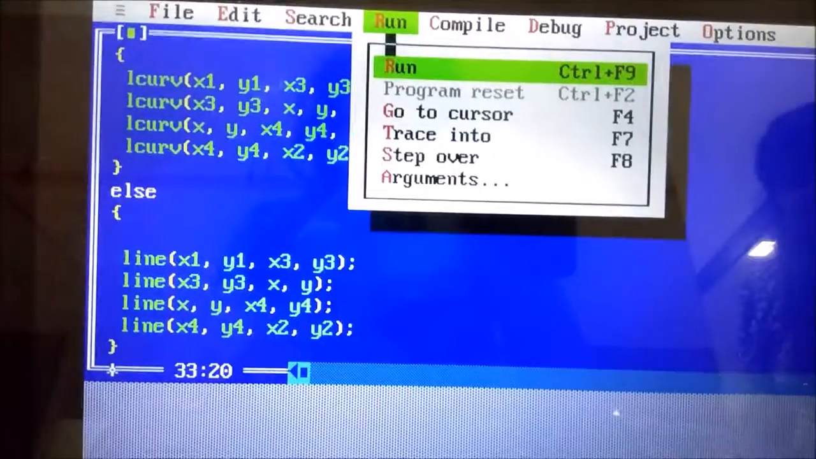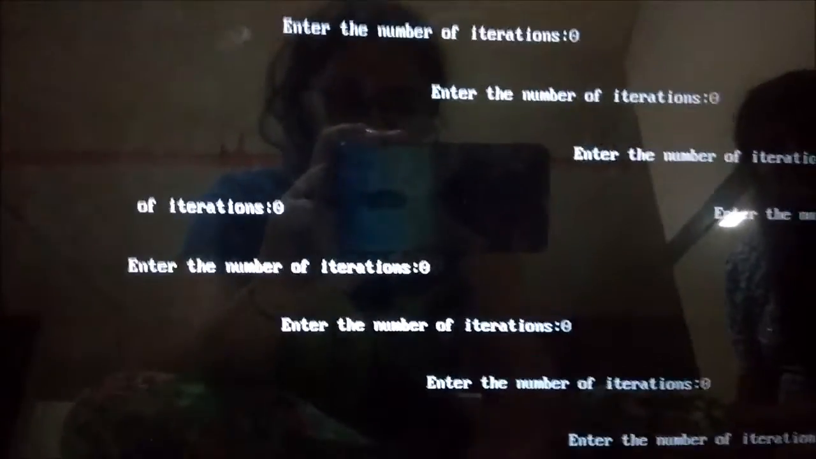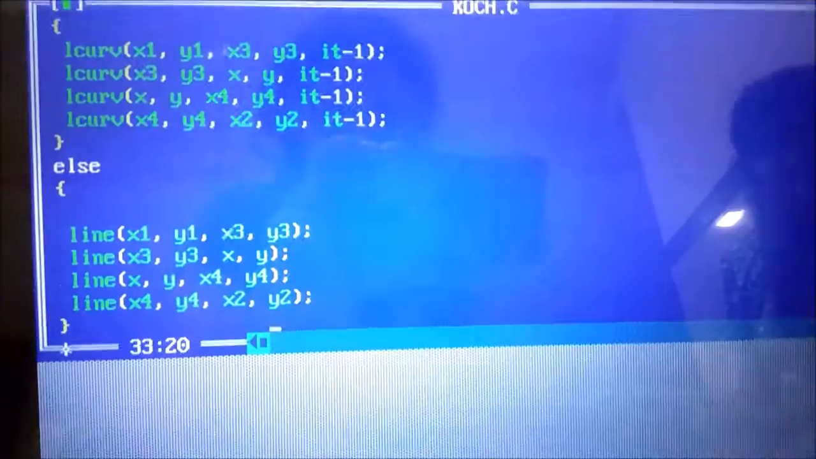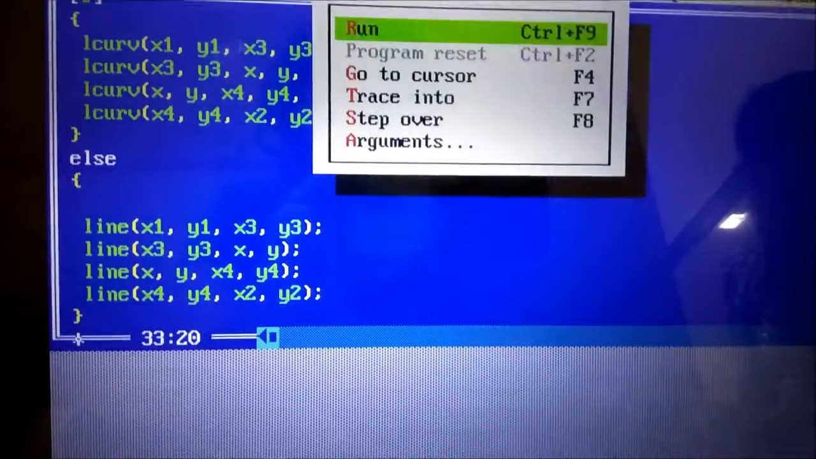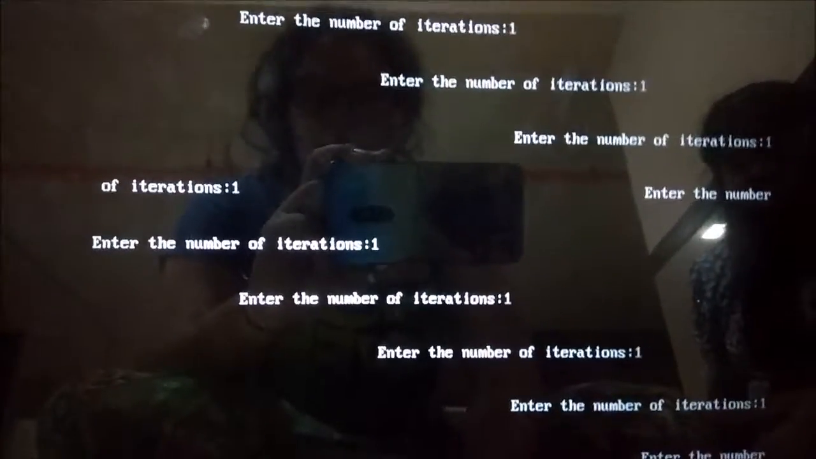So we'll run the code. First we'll put the number of iterations as 0. So here's the basic one. Then we'll put the number of iterations as 1. We also put in a delay function so that we can see the iterations going on, which can be seen when we increase the number of iterations. So the number of iterations is 1.